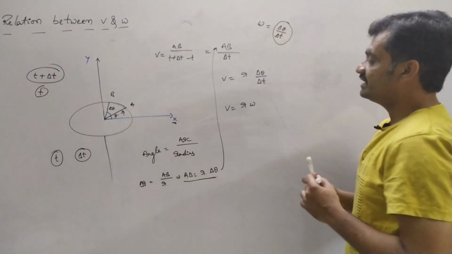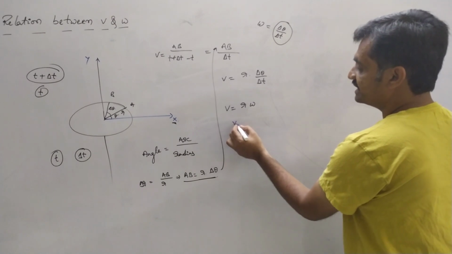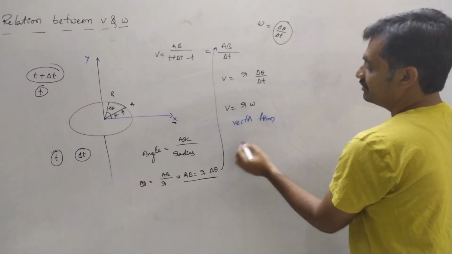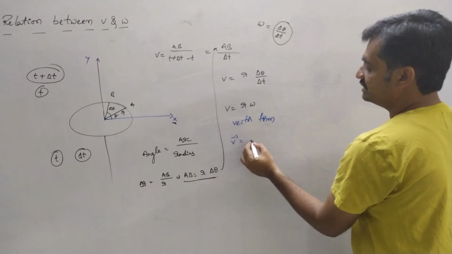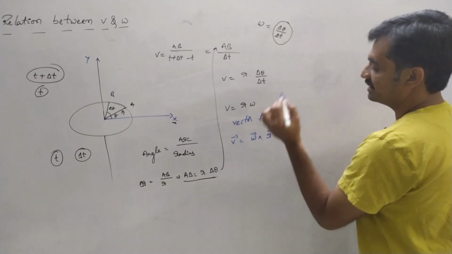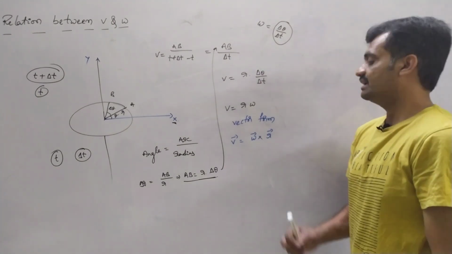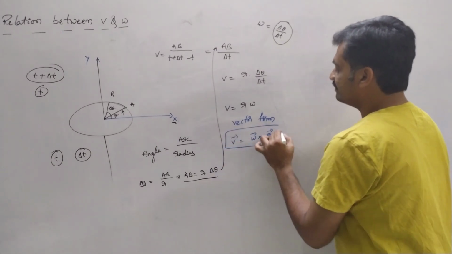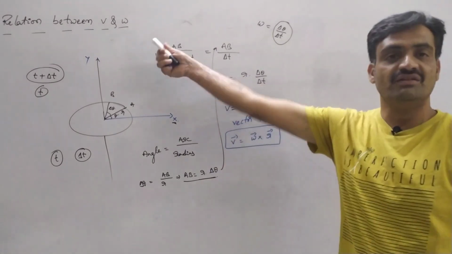Now in vector form, it can be represented as V bar equals omega bar cross r bar. So this shows the relation between linear velocity and angular velocity in vector form.